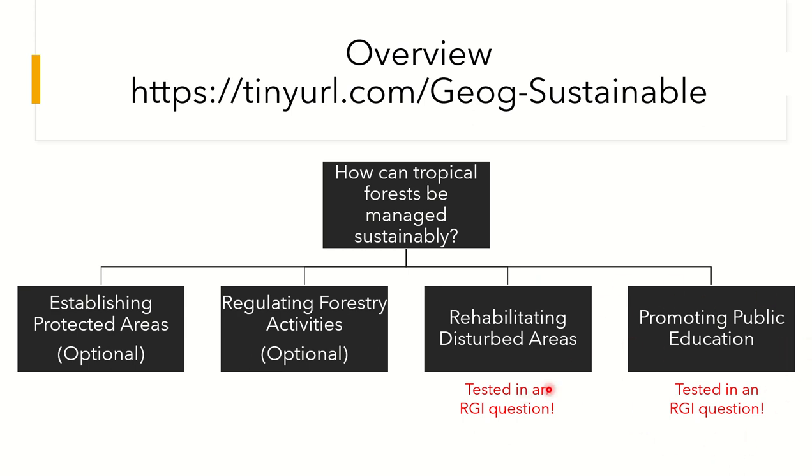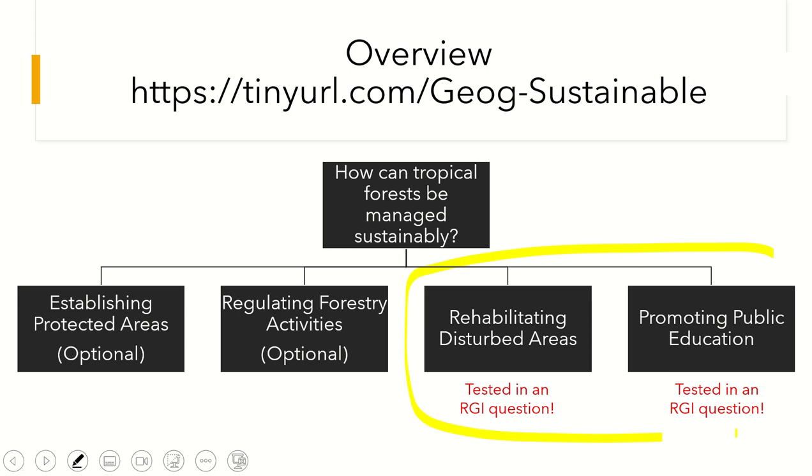Basically, how can we replant or rehabilitate to restore some of the disturbed areas, and how can we promote public education, let more people know about the issue. So these two only, let me just draw it out. Only these two are tested in an RGI question. The other two are optional and not tested. You can read about them to learn more, but you don't need to study them. We don't need to test you in the WA2.